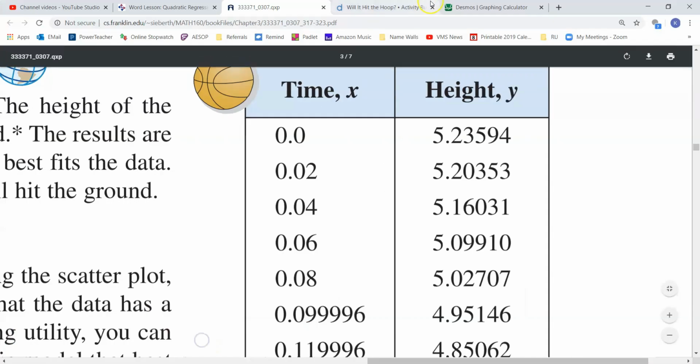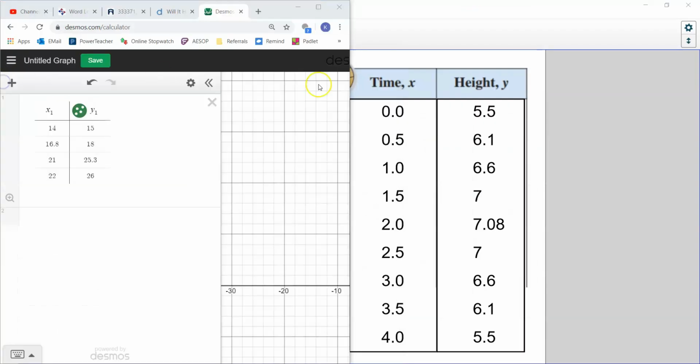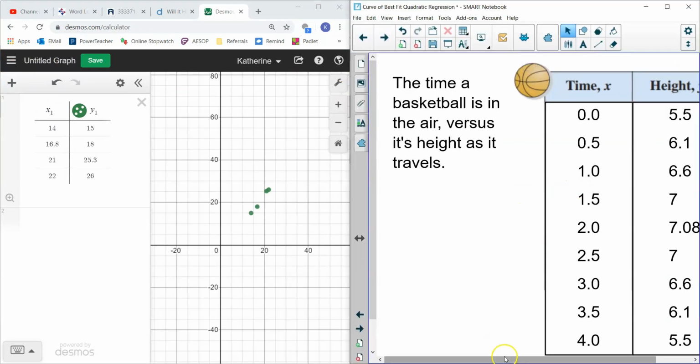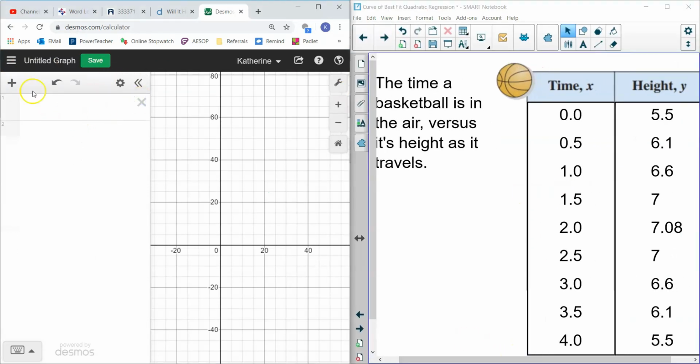So I'm going to bring up my Desmos screen. I'm going to split my screen so that I can see my data. And so I'm going to insert a new table. Remember, that's the plus sign, and insert a table. You want to ensure that the titles in your columns here are the X1 data and the Y1 data. And then we're just going to type in the data that we're given. And so at 0.0, you could really just put 0, but I'm going to type it in exactly as I see it. The height was 5.5.